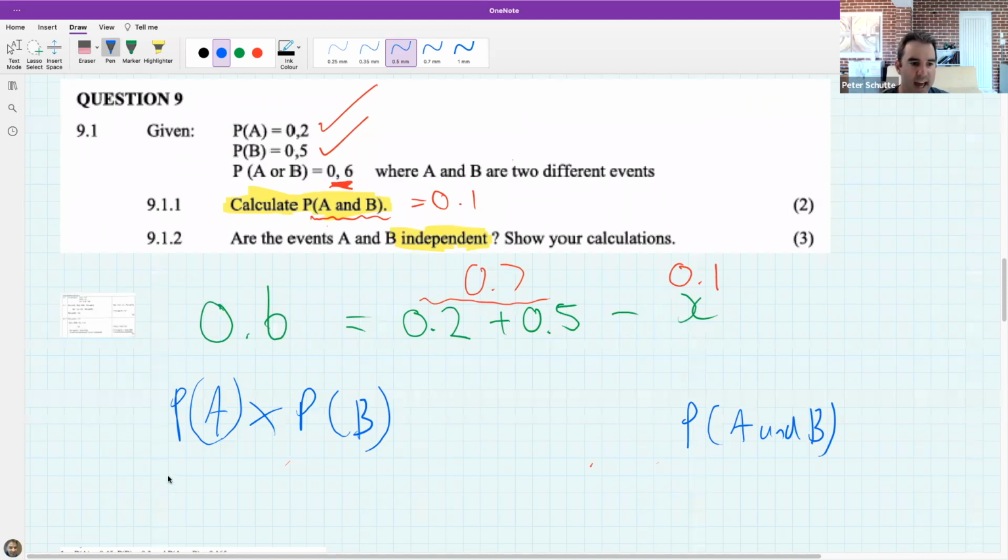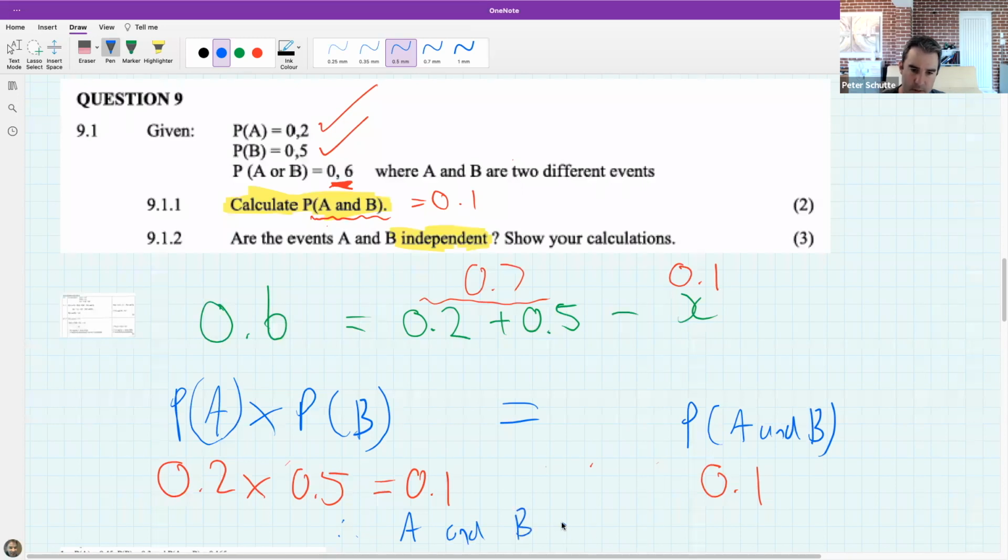So you know that A is 0.2, and you know B is 0.5. So what do you get? You get 0.2 times 0.5. You get 1/10 or 0.1. And what is this one? It is 0.1. So are these events independent? So we know that this is equal to that. Therefore, A and B are independent. Yeah, exactly.